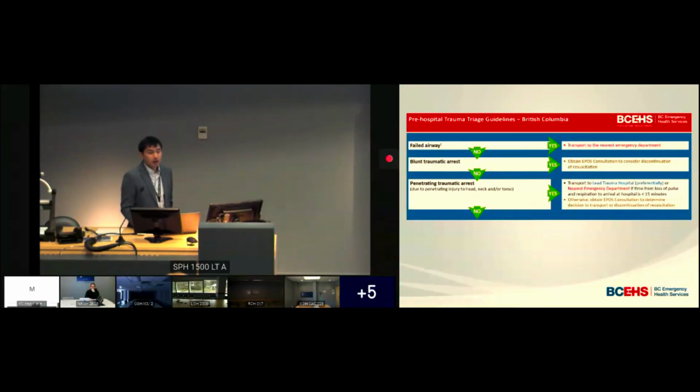For the patient who has a traumatic arrest, the first thing to do is determine if it's a blunt traumatic arrest or a penetrating traumatic arrest. In general, patients with a major penetrating injury in cardiac arrest should be transported to a lead trauma hospital or the closest emergency department, preferentially the lead trauma hospital, if the time from loss of pulse and respiration to arrival at the hospital is less than 15 minutes. There are some regional variations on this based on time, and we'll go through some of the regional algorithms just to illustrate this, but the general idea is that if less than 15 minutes, try to get them to the hospital.